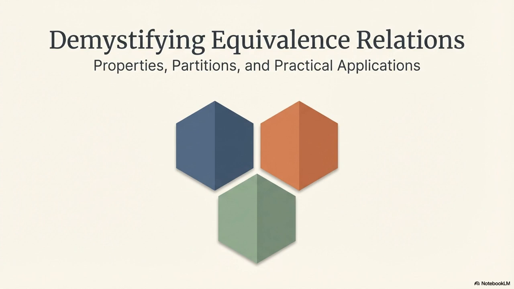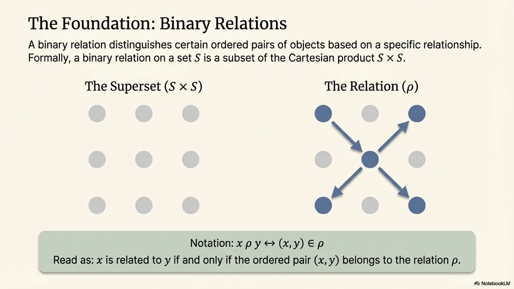By the end, you should be able to move comfortably between formal definitions, intuitive examples, and practical uses in number systems and computation. We begin with the foundation, binary relations. A binary relation on a set S is any subset of S cross S, meaning it selects certain ordered pairs and excludes others. On the left, you see the full universe of possible pairs.